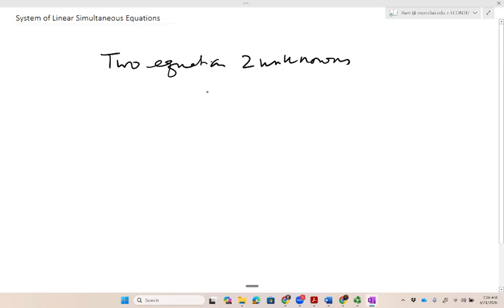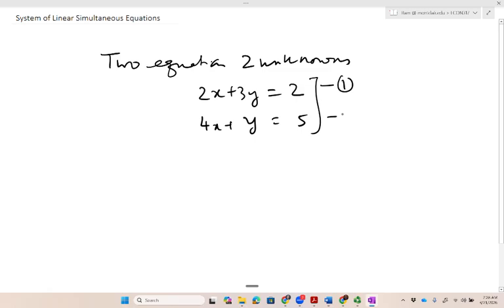So let's first write it down. Two equations, two unknowns. For example, 2x plus 3y equal to 2, 4x plus y equal to 5. So this is equation number 1, this is equation number 2, and the two unknowns are x and y.